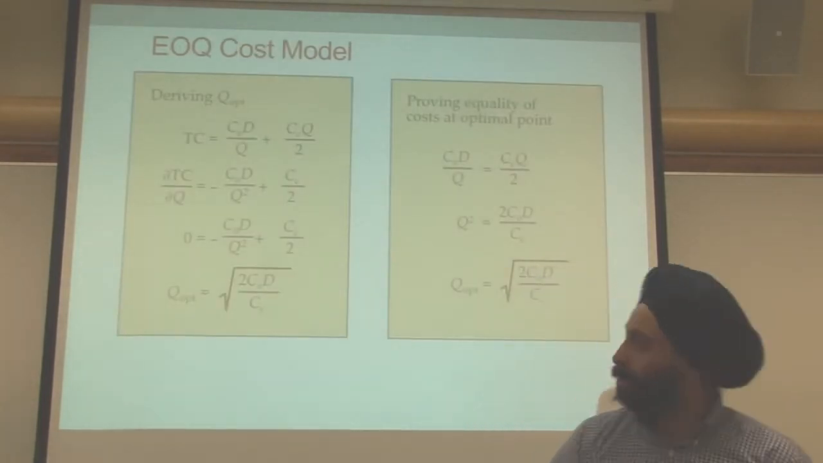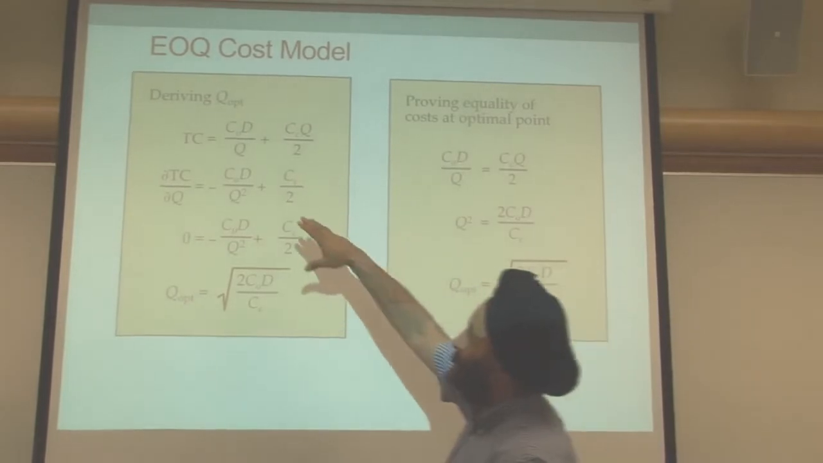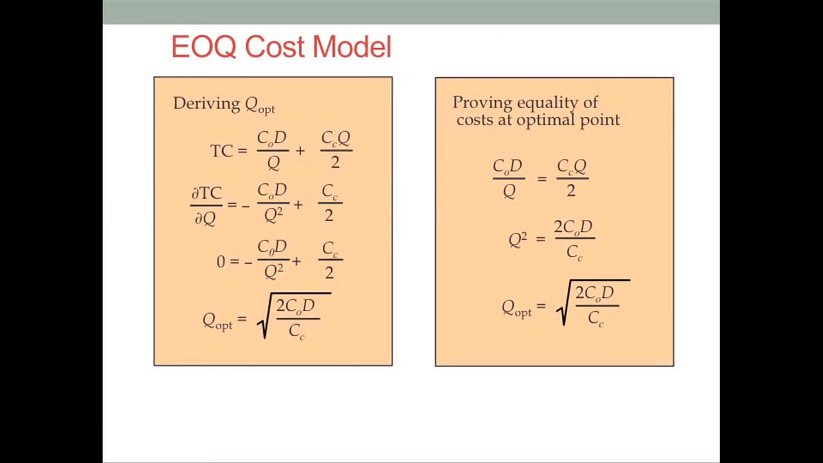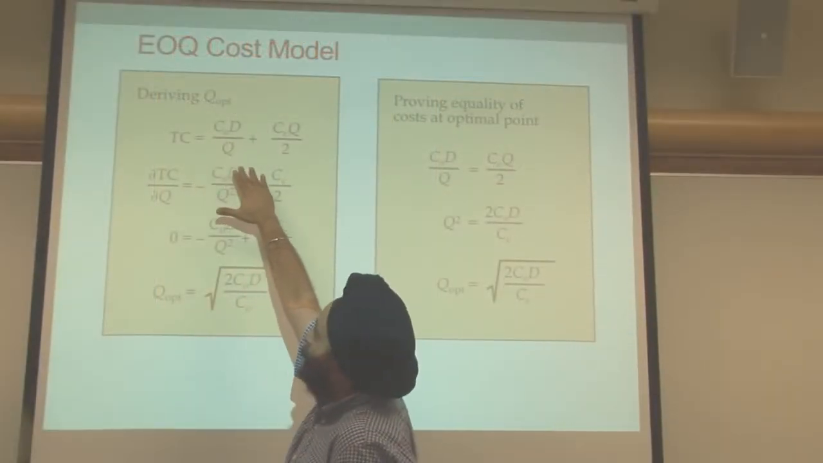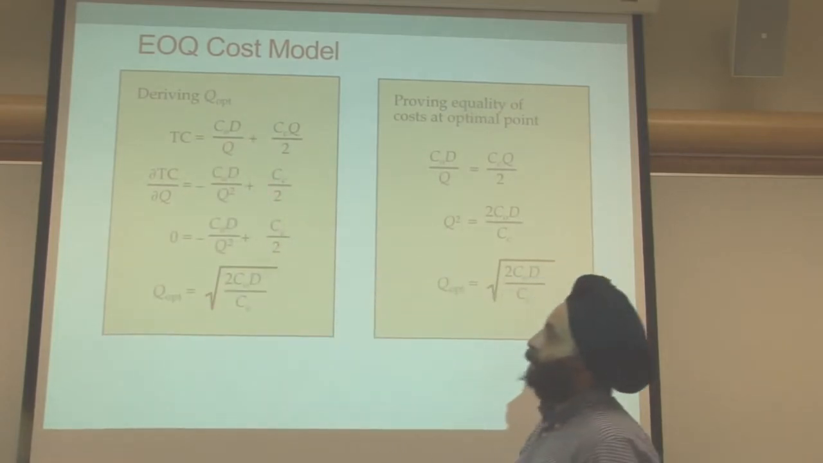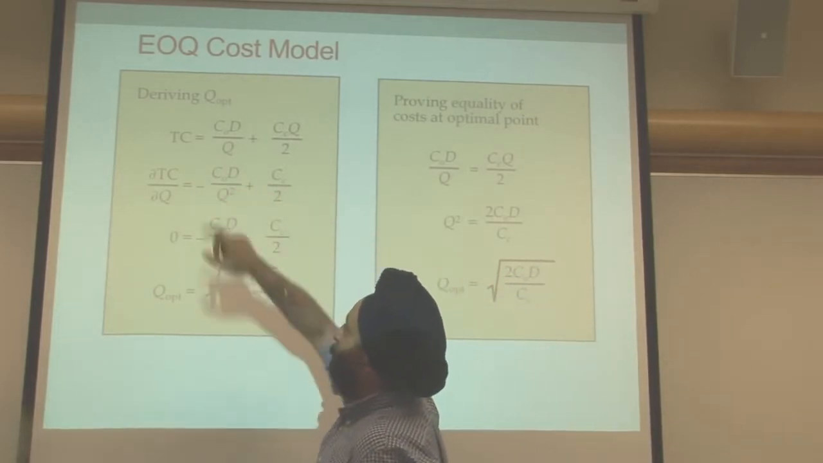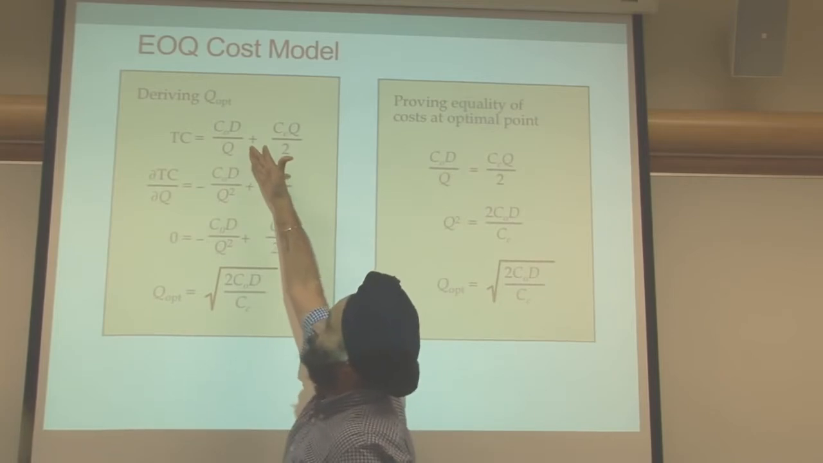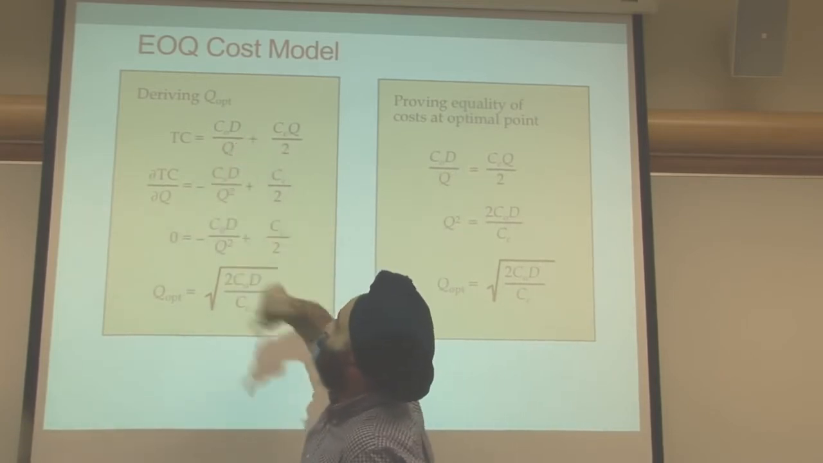Now, in the EOQ cost model, how do you derive the optimal quantity? The total cost is made up of the ordering cost. The demand D gives you the total number of units ordered, divided by the quantity per order Q gives you the number of orders, multiplied by the cost per order. So D over Q times the cost per order is the total ordering cost.